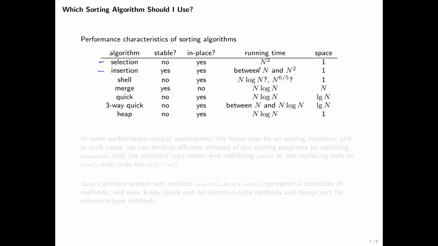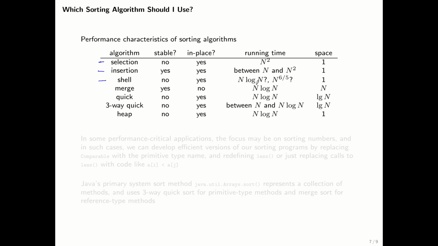Okay, remember that insertion sort is a linear time algorithm when the input is in order. To begin with, that's the best case scenario, and it is n squared in the worst case. And here again, the space requirement is 1, right? Because it's an in-place sorting algorithm. Shell sort is not stable. It is also an in-place sort.